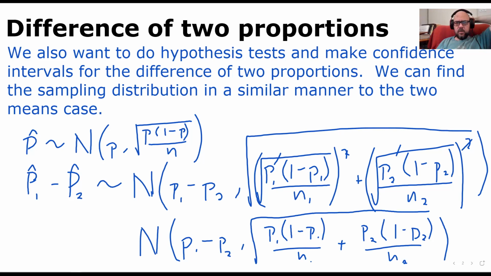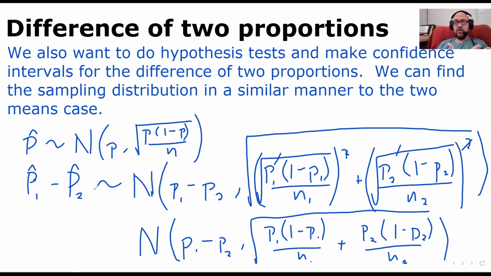That's what we get for the sampling distribution of P1 hat minus P2 hat. And these are the sampling distributions that we're going to use in order to find our confidence intervals, right? In the same way that we used the sampling distribution previously, we use the standard error to find the margin of error by multiplying by the critical value. That's what we did before. We're going to do exactly the same thing here.